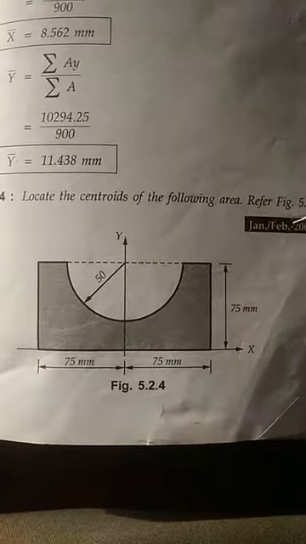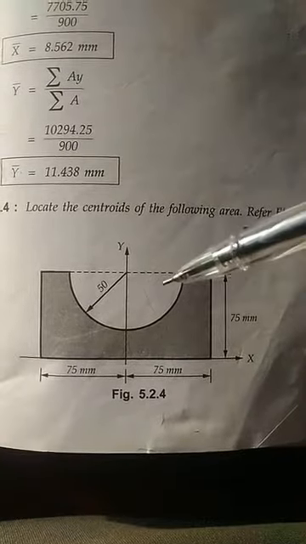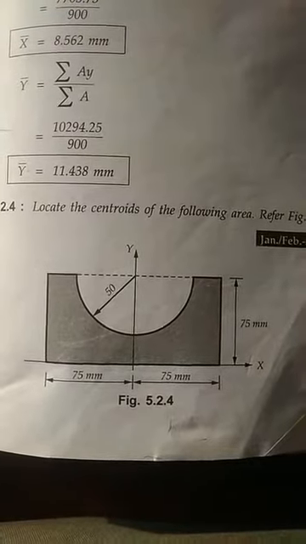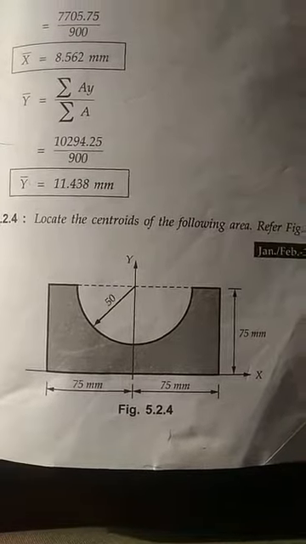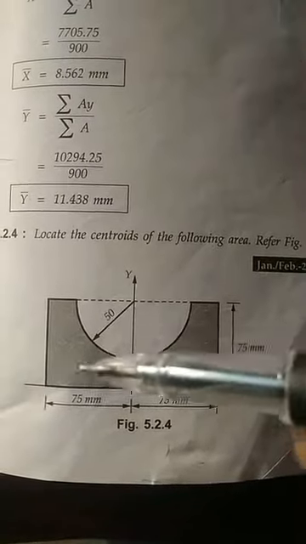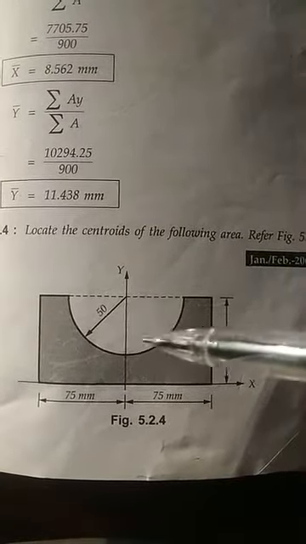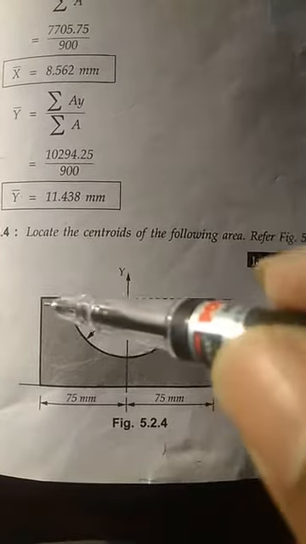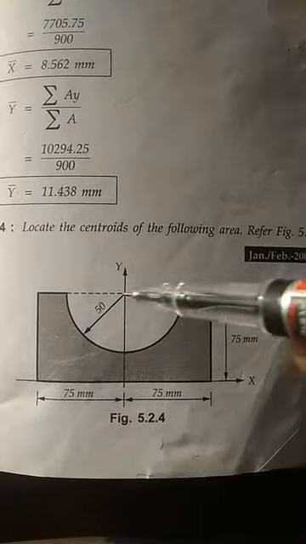Next, we have to find out the center of this section. So we'll see how to find the center of this problem. In the given question, you can see there is one semicircle here, and here, this is one rectangle.